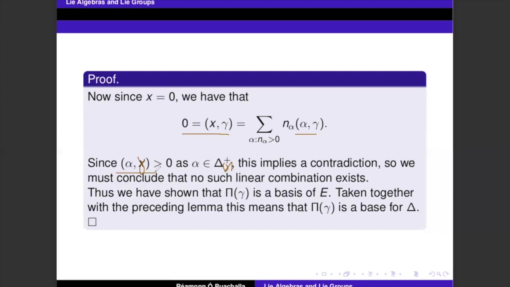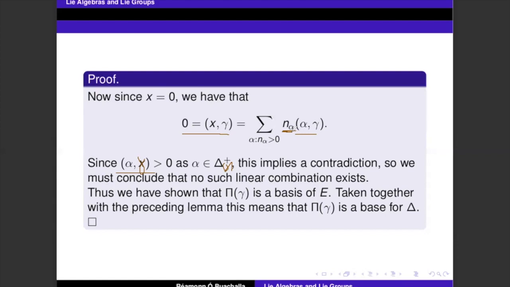So that, together with the fact that these coefficients are assumed to be real numbers strictly greater than 0, implies a contradiction. You can't have a sum of real numbers which are all strictly greater than 0 adding up to 0. So we have a contradiction. We have to conclude that no such linear combination actually exists, which means that our elements are linearly independent. And since we already knew that it was a spanning set, that means that it's a basis.